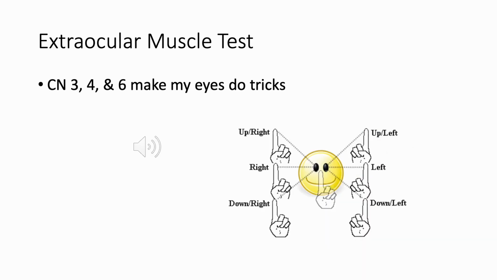The next test we're going to review is an extraocular muscle test. This can be done at the bedside, fairly easy. You can hold a pen or just use your finger. Tell the patient not to move their head, only their eyes when doing this test. And basically, all you do is move in the 6 fields of gaze. So you move 6 directions to make sure the eyes are moving in each direction. And this tests the functionality of cranial nerves 3, 4, and 6. And you can remember it by cranial nerves 3, 4, and 6 make my eyes do tricks.